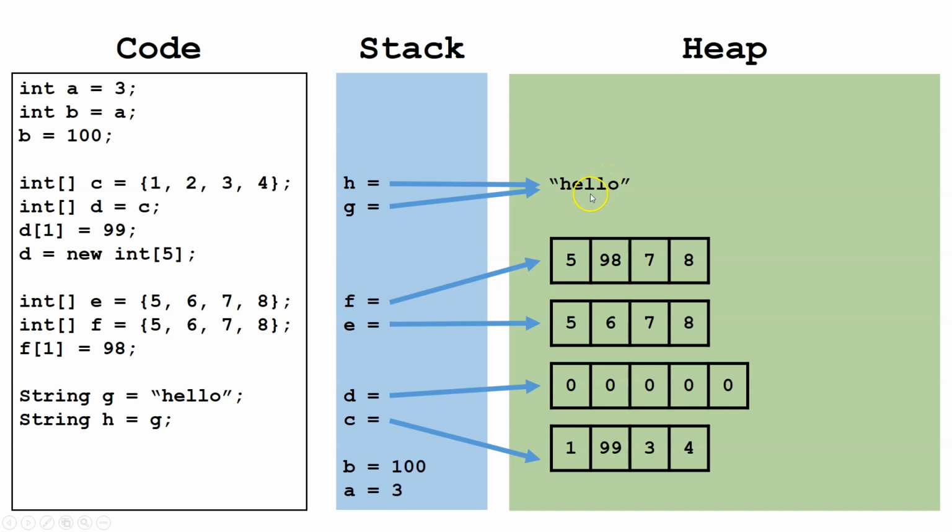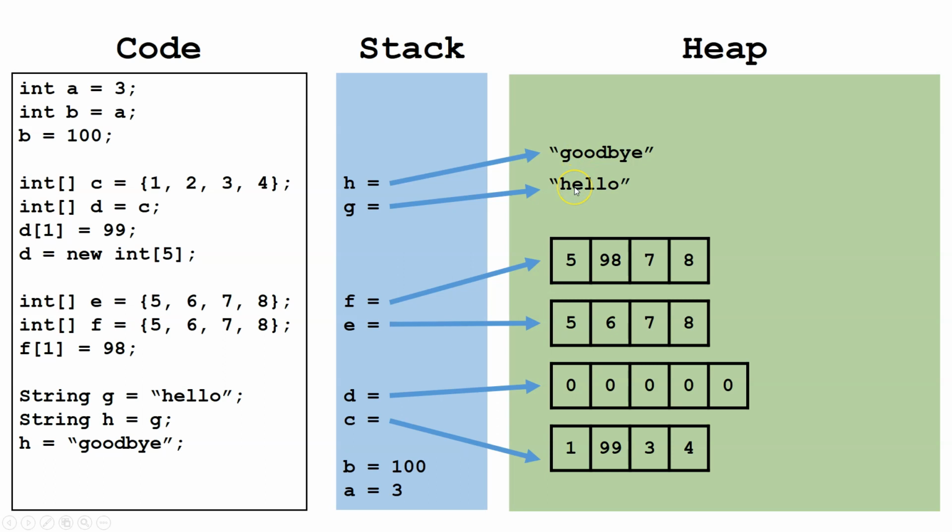If we want to manipulate what h and g are pointing at, we have to create a new string and move the pointer. We have h point at a new object, "goodbye", which is going to be a completely different object on the heap. So now g and h are no longer pointing at the same objects, and the objects have different values.